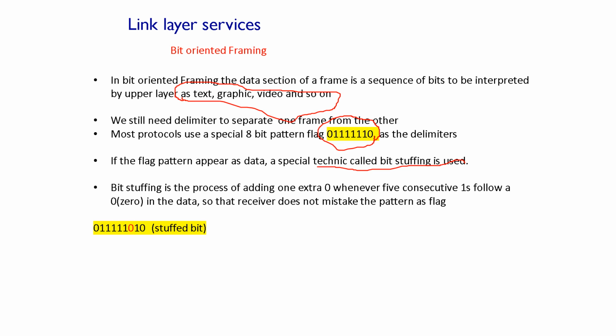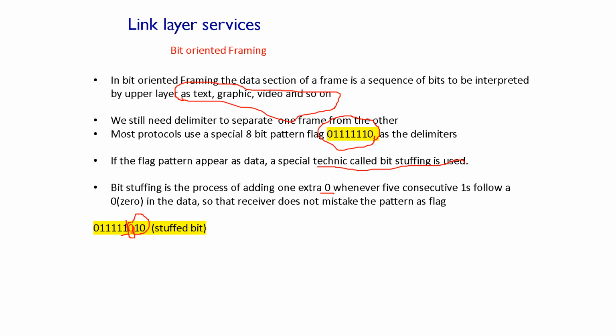Bit stuffing is the process of adding one extra 0 whenever 5 consecutive ones follow a 0. Suppose 5 consecutive ones appear, then an additional 0 will be added in order to tell the receiver that this is not a flag. If this special 0 bit is not stuffed, then the receiver would mistake the data for the flag.